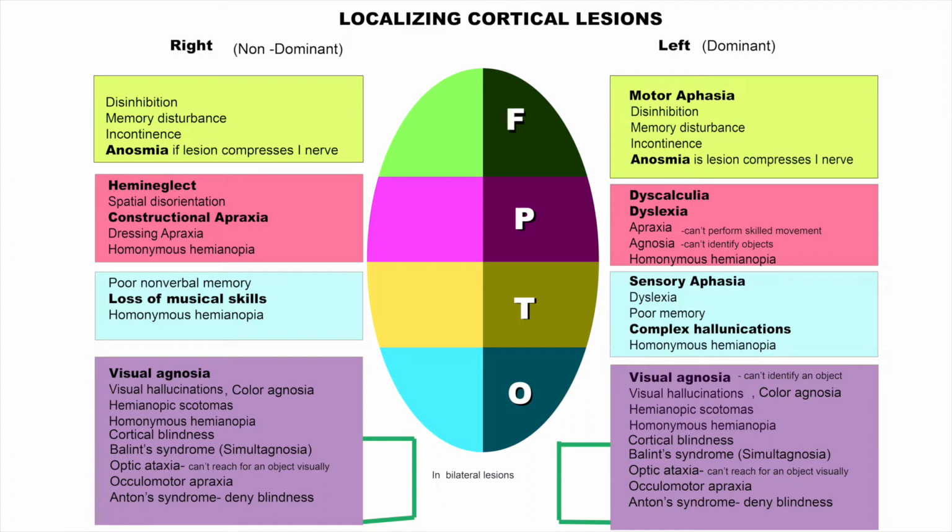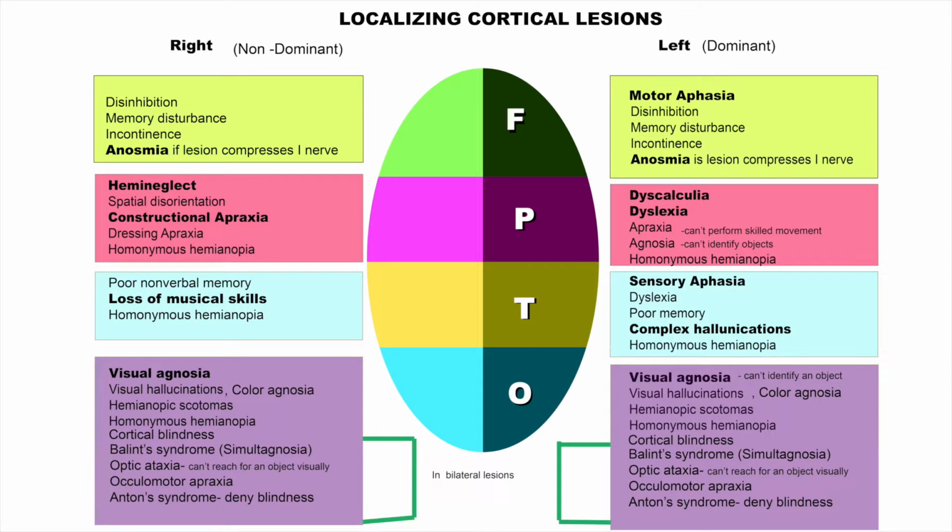The non-dominant frontal lobe presents with disinhibition, memory disturbance, incontinence, which is at the paracentral lobule level, supplied by the anterior cerebral artery, and anosmia if the lesion compresses the first cranial nerve, which is right underneath it.